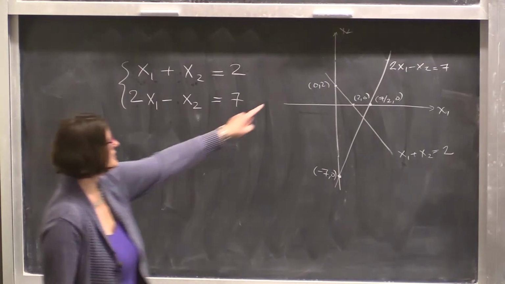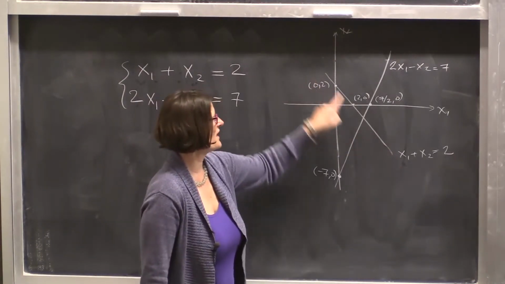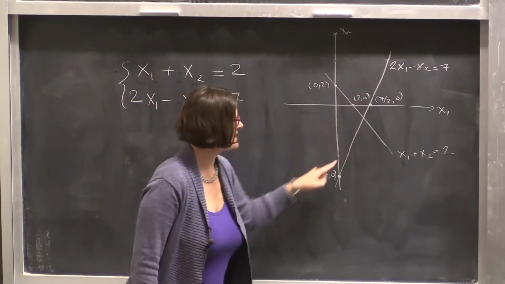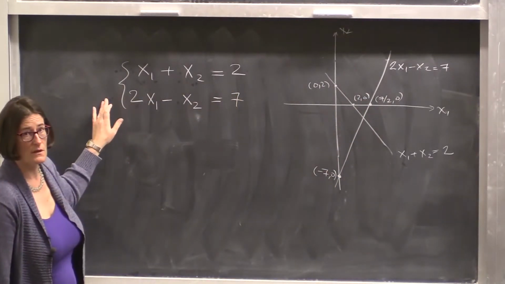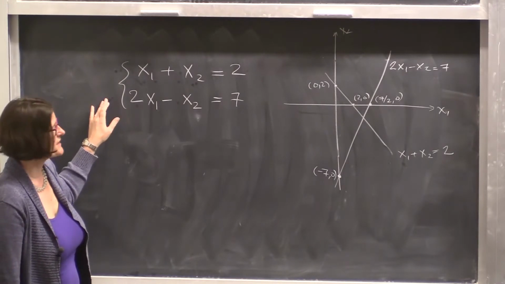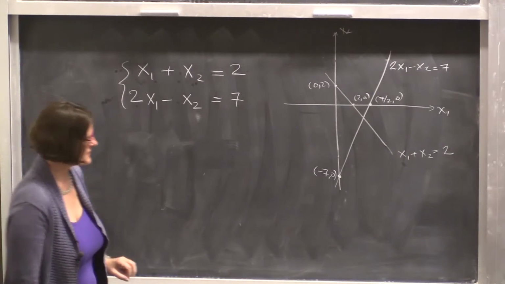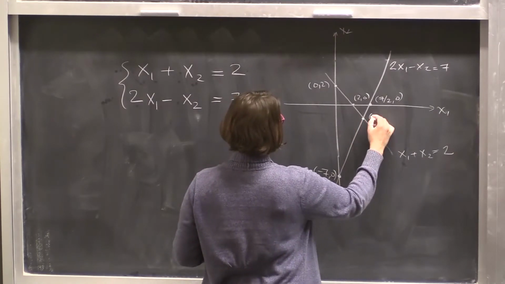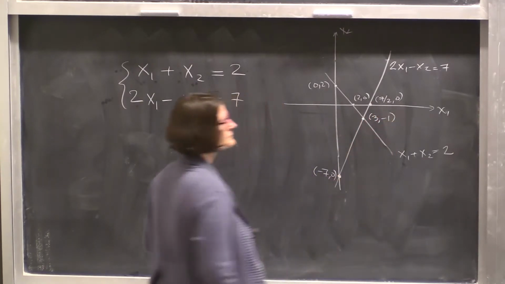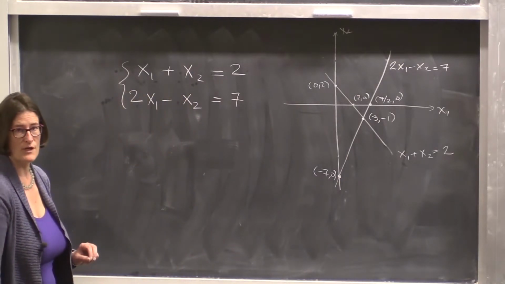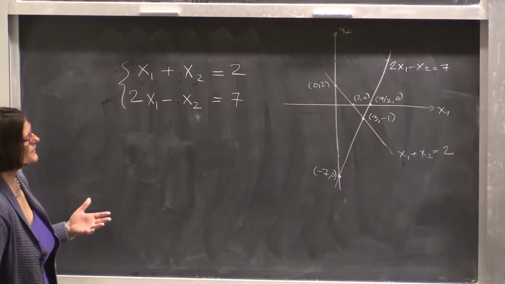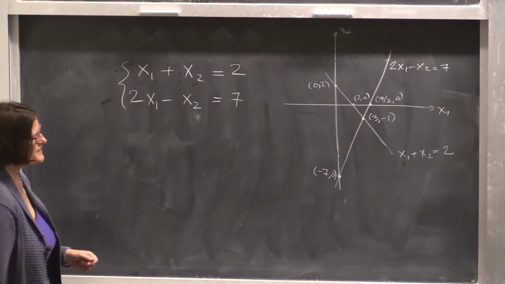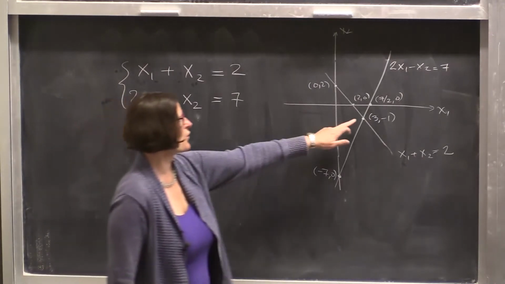So every point on this line satisfies the first equation. Every point on this line satisfies the second equation. We are seeking all points which satisfy both equations. So that would be this point right here, and that is going to turn out to be the point 3, minus 1. Agreed? Now, what we're going to be doing tomorrow is doing an algorithm which allows us to find this point.